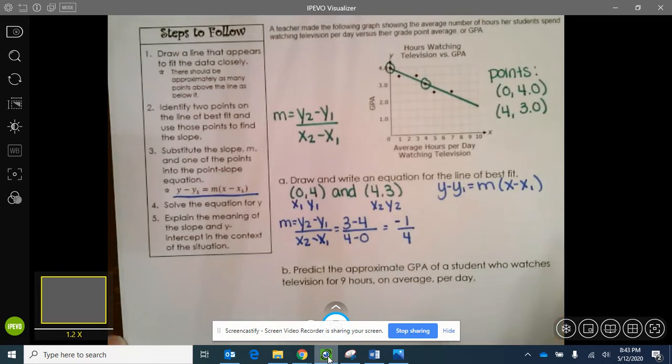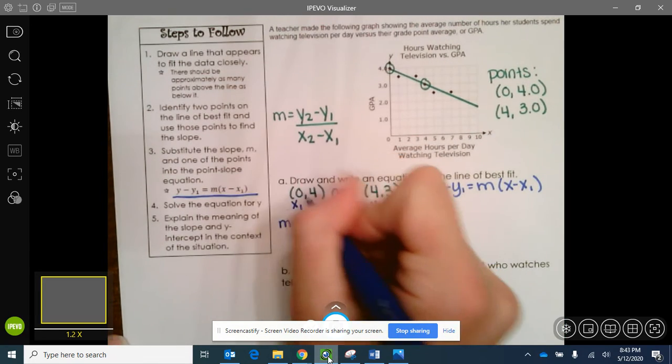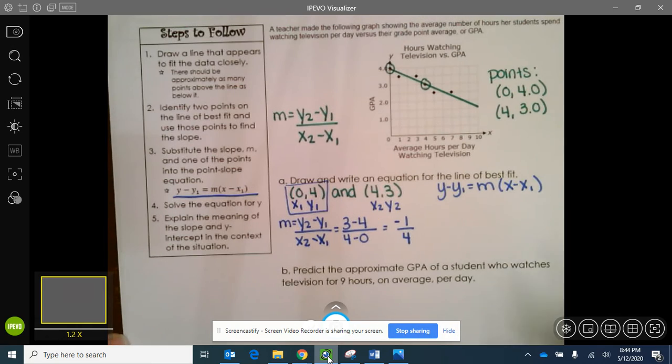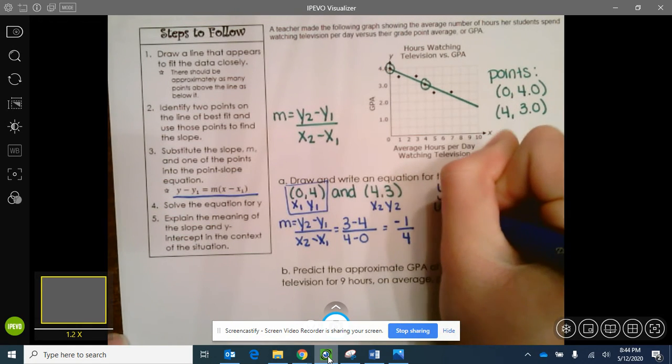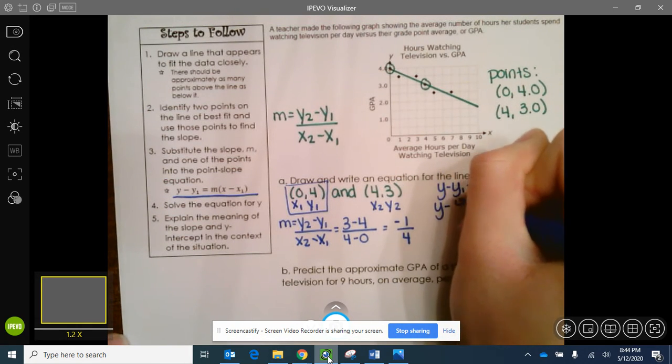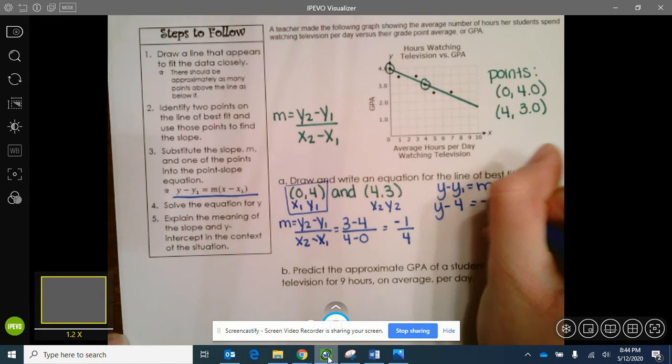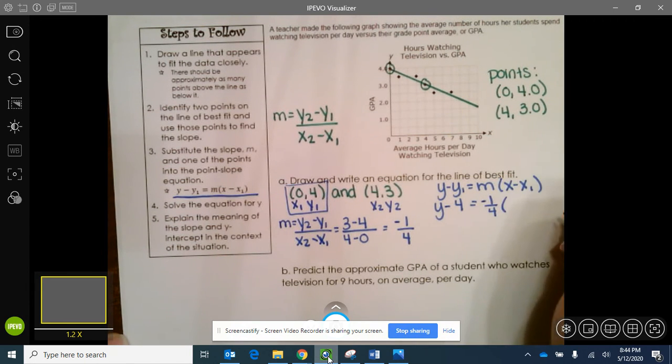Here's me substituting. I'm going to take my slope and I'm going to use this point, this 0, 4. So this is the point I've chosen. You can use the second point if you want. It does not matter. But because that first point is already labeled x1, y1, I just think it makes it a little bit easier to substitute those in. So I'm substituting in 4 for y1, and I'm going to substitute in 0 for x1, and I'm also going to substitute in my slope for m.